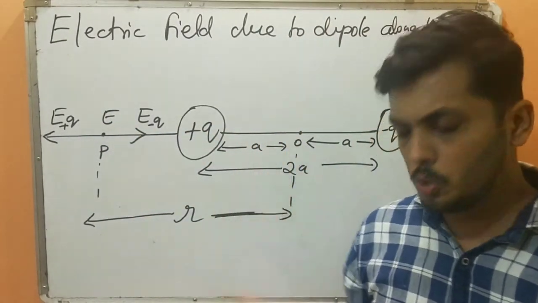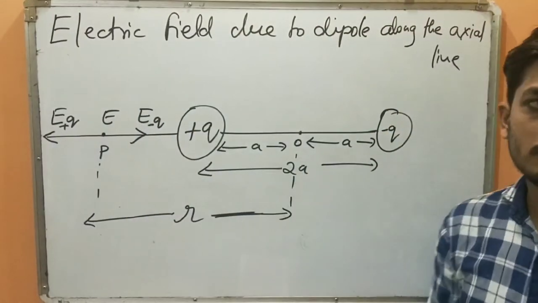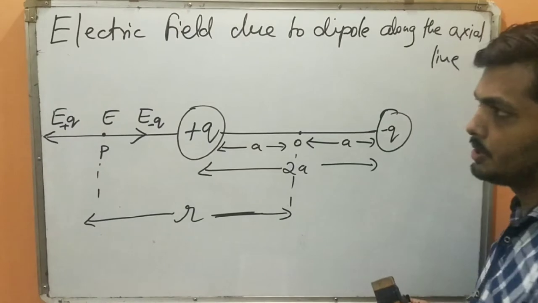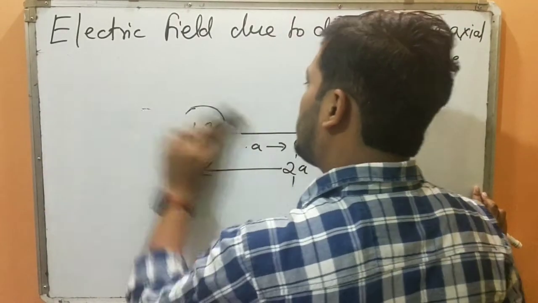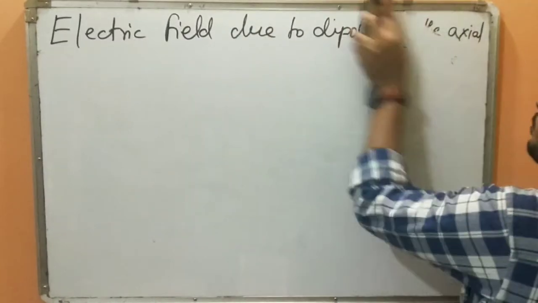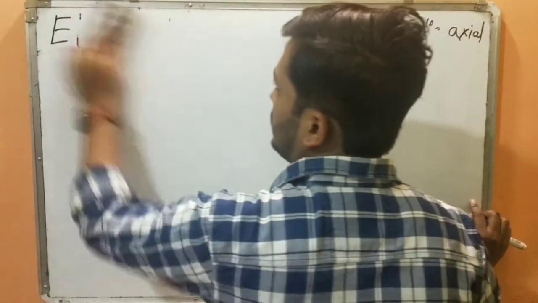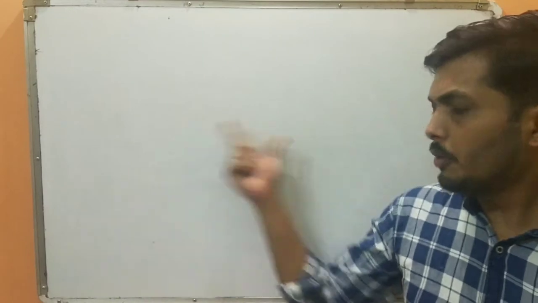Have you understood? Shall we start the derivation? You have to draw it first. Shall I erase? You are expected to draw a proper diagram, because without proper labelings you won't fetch any marks. Have you understood the diagram?